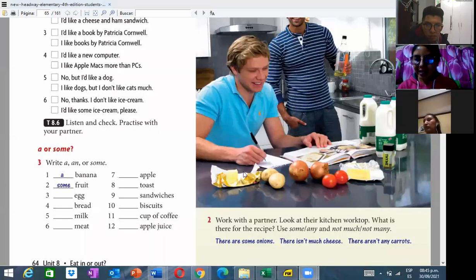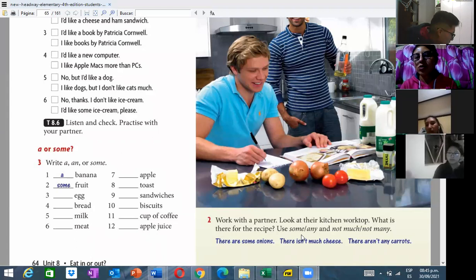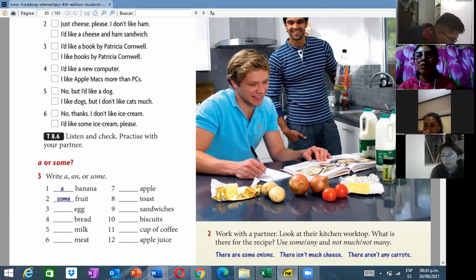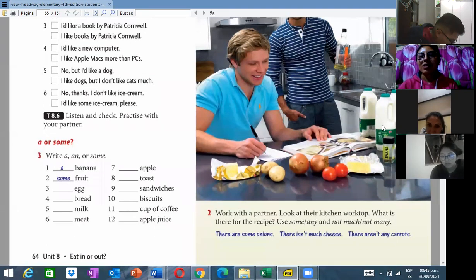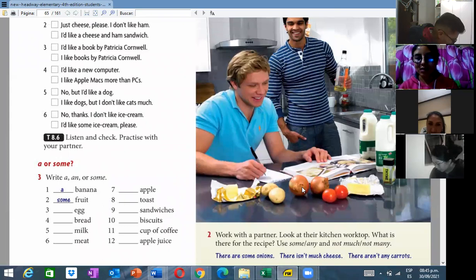Okay, the idea here is that you have to see the picture, and you have to give me sentences. The idea also is that you have to use in your sentence some, any, much, not much, or not many, depending on the picture. For example, what ingredients can you see? Depending on the picture, you have to give me sentences like this.